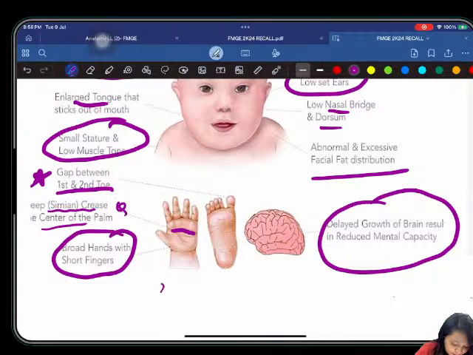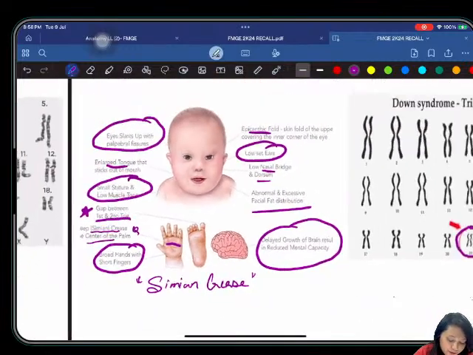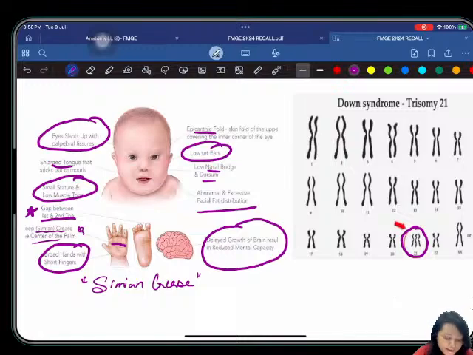It's typical of Down syndrome, the simian crease. Whenever they mention Down syndrome, they will mention the simian crease, a single crease in the palm. So they are definitely going to mention the simian crease. And if you see the simian crease, then you have to tick mark Down syndrome. And also you have to see that it is trisomy 21. Okay?